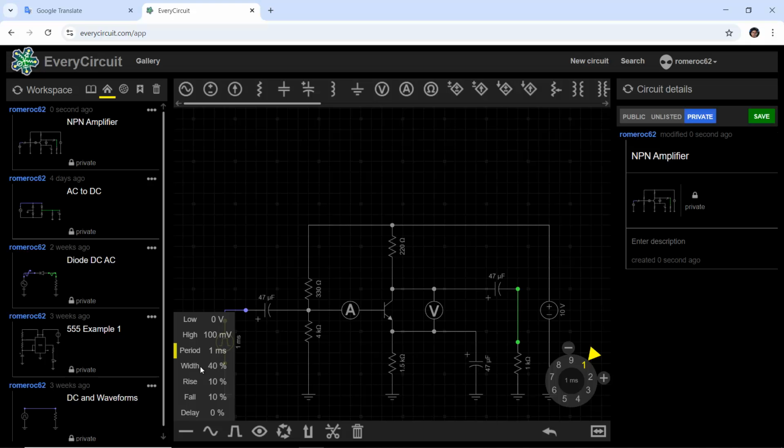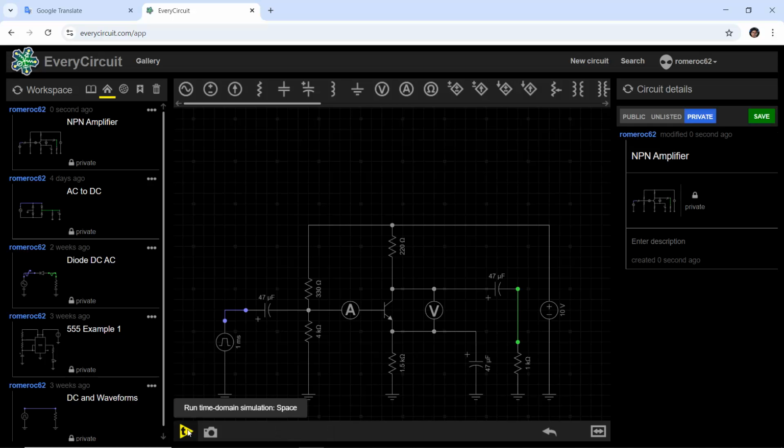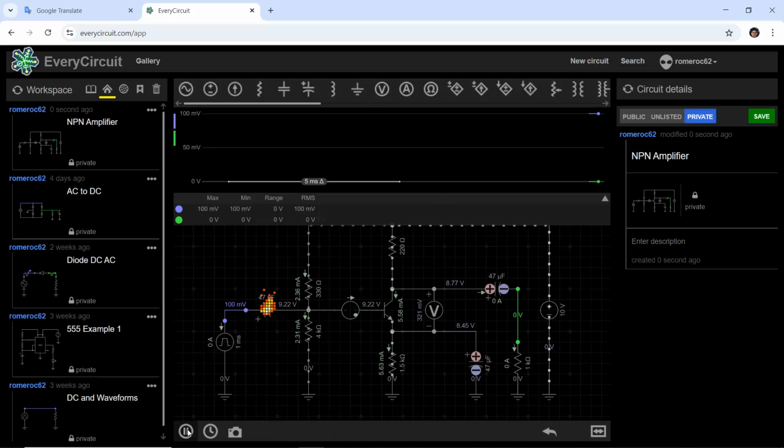Period 1 millisecond and width 50, rise 0, fall 0, delay 0. Use these values for the square wave and run time domain simulation.